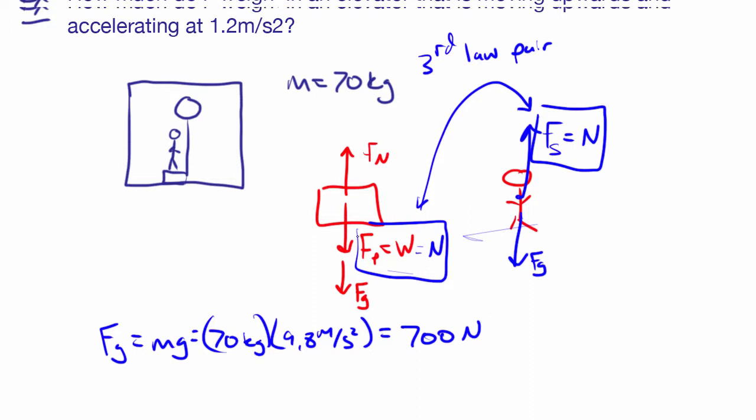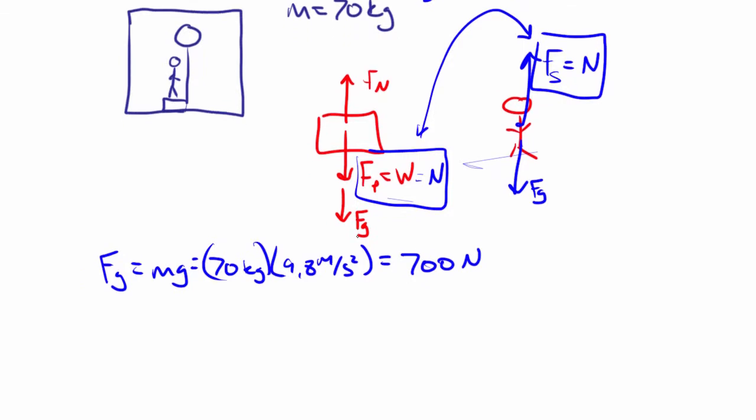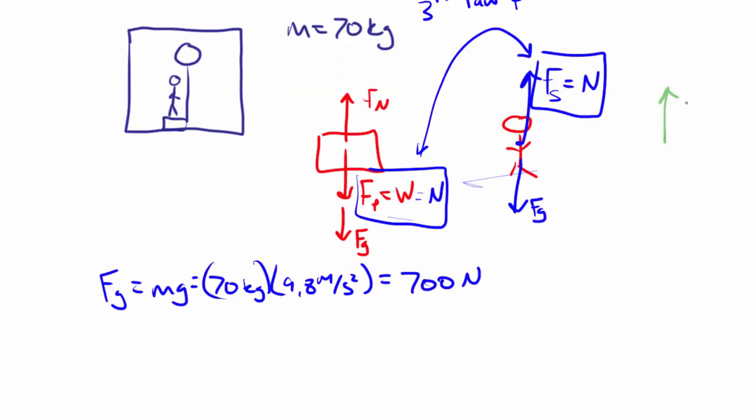So how do I figure out what the scale reads? What do I have to do? What am I solving for? Figure out the new acceleration, and then you can solve for ma equals the new weight. Okay, I know the acceleration is upwards at, what did I say, 1.2 meters per second squared. So I need to apply Newton's second law in the y direction.